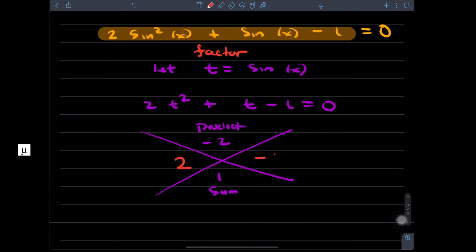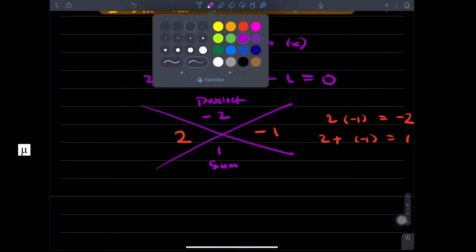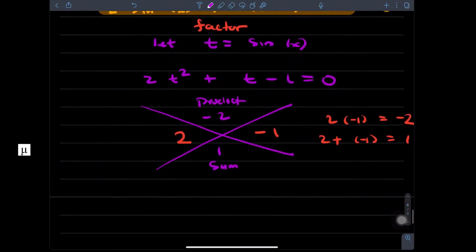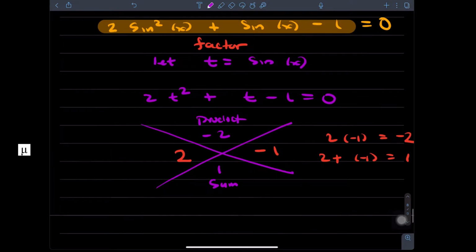Is it 2 and negative 1? Let's see. What's 2 times negative 1? Is that negative 2? Sure is. What is 2 plus negative 1? Is that positive 1? Yes, it is. So these are the numbers. Now be careful here. You guys remember the crisscross method? Because my daughter showed me this method. I didn't learn how to factor using the crisscross method. My daughter showed it to me. She says, Dad, use the crisscross method. I go, what are you talking about, crisscross?